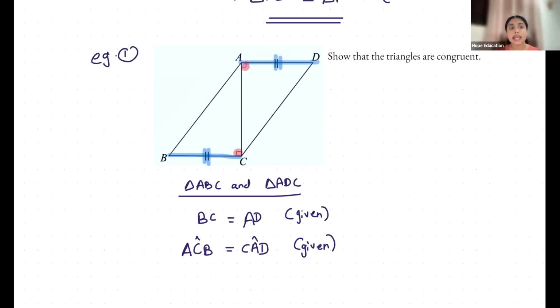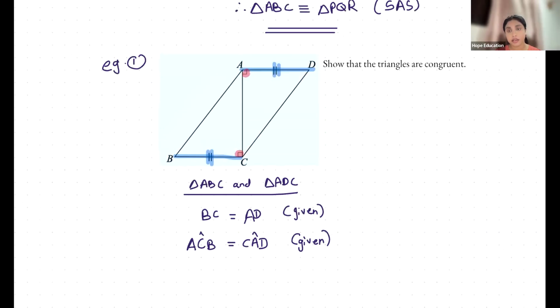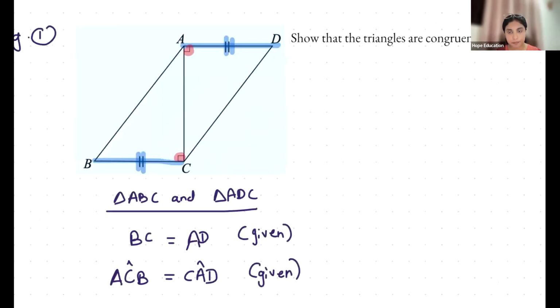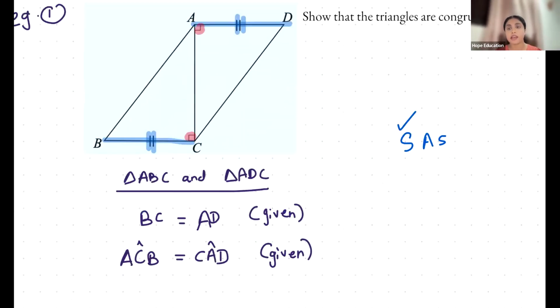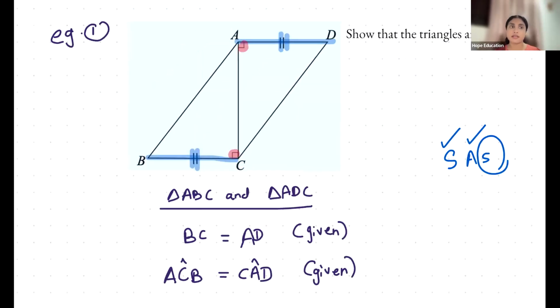Now for SAS, Lamai, we need another side. Now the only case we have learned is SAS, no? So if you take SAS, I have one pair of sides, so one SA is okay. I have a pair of angles, so angle is okay, and I need another side. What else is equal when it comes to these two triangles? AC equals AC. Okay, Basma says AC equals AC. Okay. Others, what do you think? Shweta also thinks the same. Others?